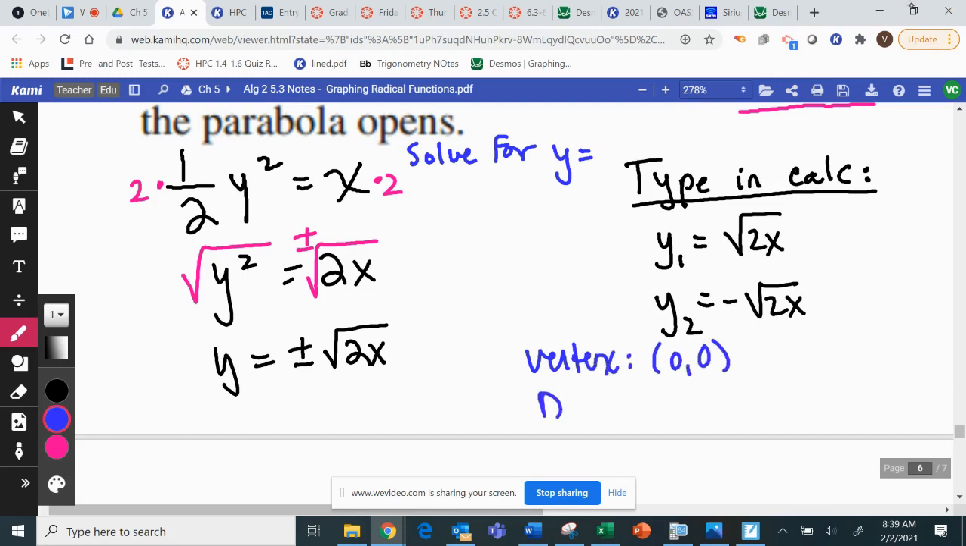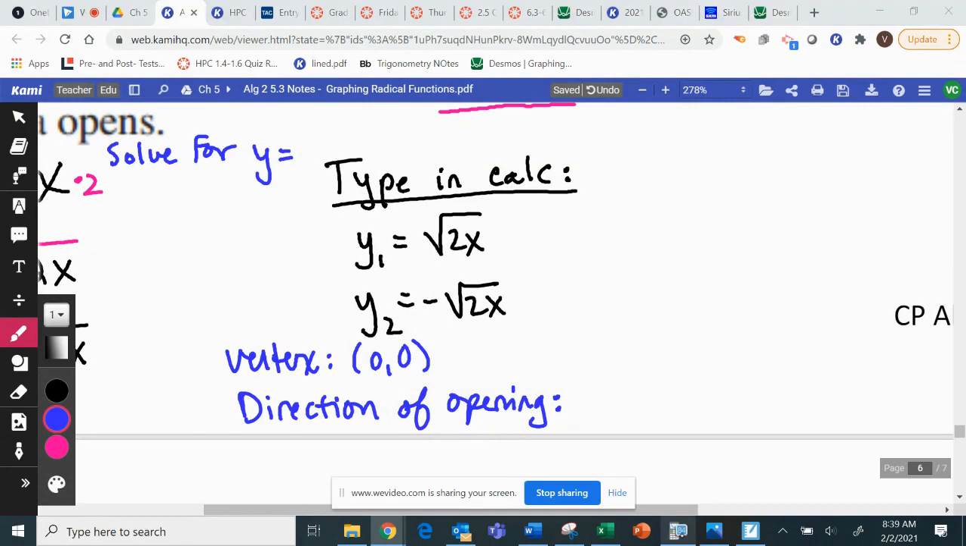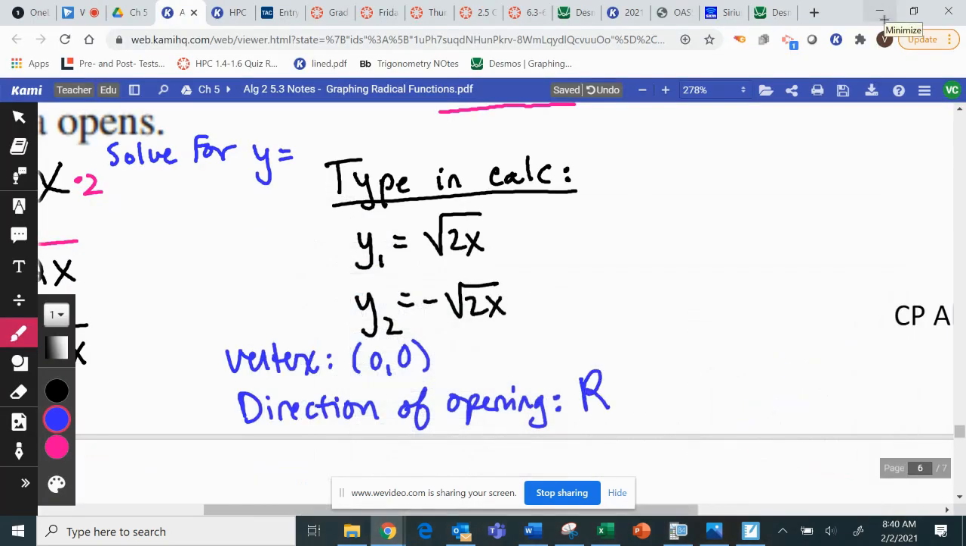And then direction of opening. Now, we definitely did not go over any parabolas this year that opened left or right, but they can open left or right. So this one opens to the right. Ryan. Thank you. Right. Okay.